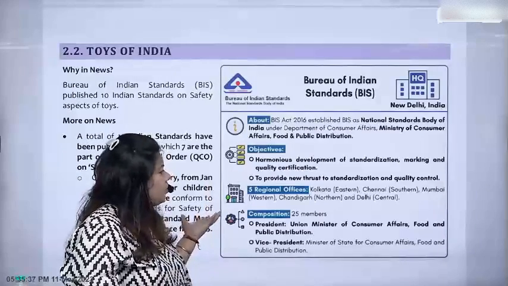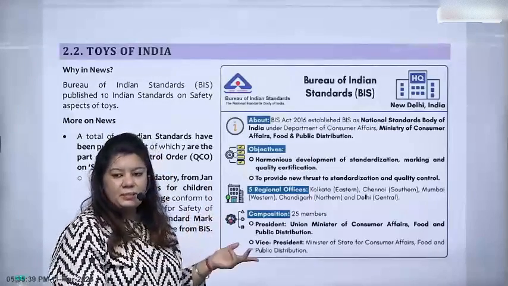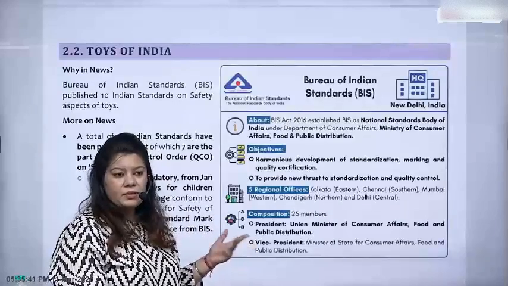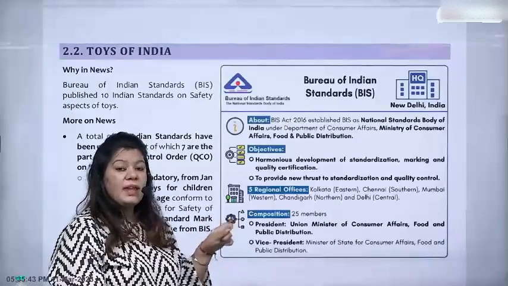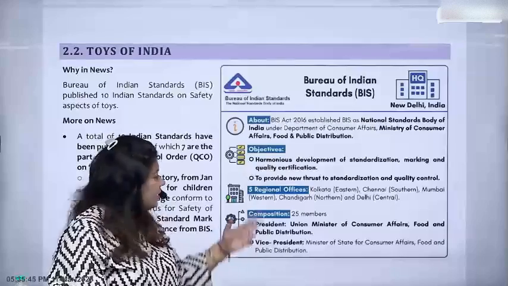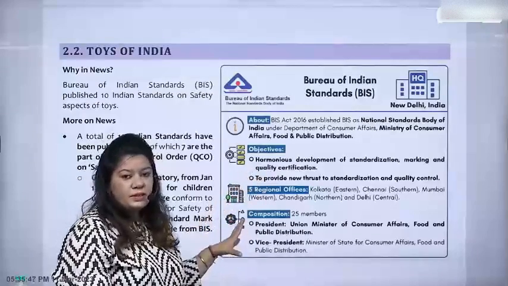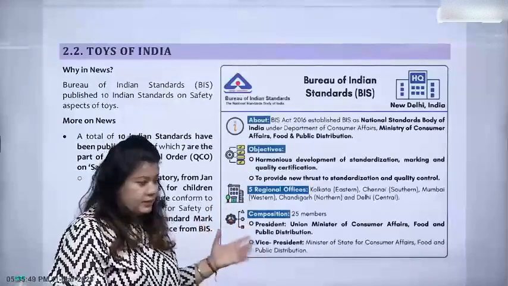What will be its objective? The name itself is Bureau of Indian Standards, so it does something to standardize or come up with certain standards, marking and quality certification in the products, right?